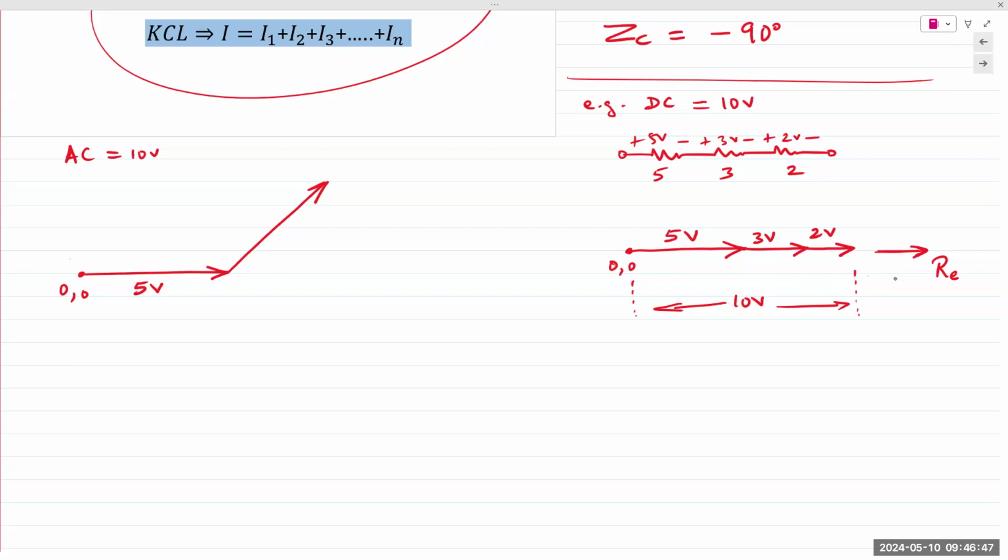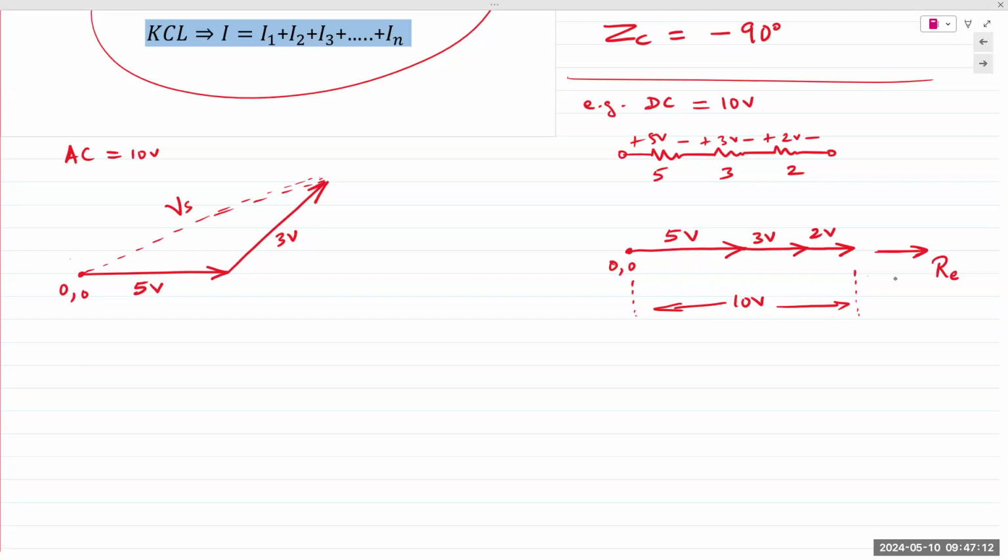And so when you add something like this up, this should give you the total VS that you're applying. And this is what you're doing in the lab for next week. You're going to take AC measurements, and then you're going to plot a phasor diagram where you will verify KVL.